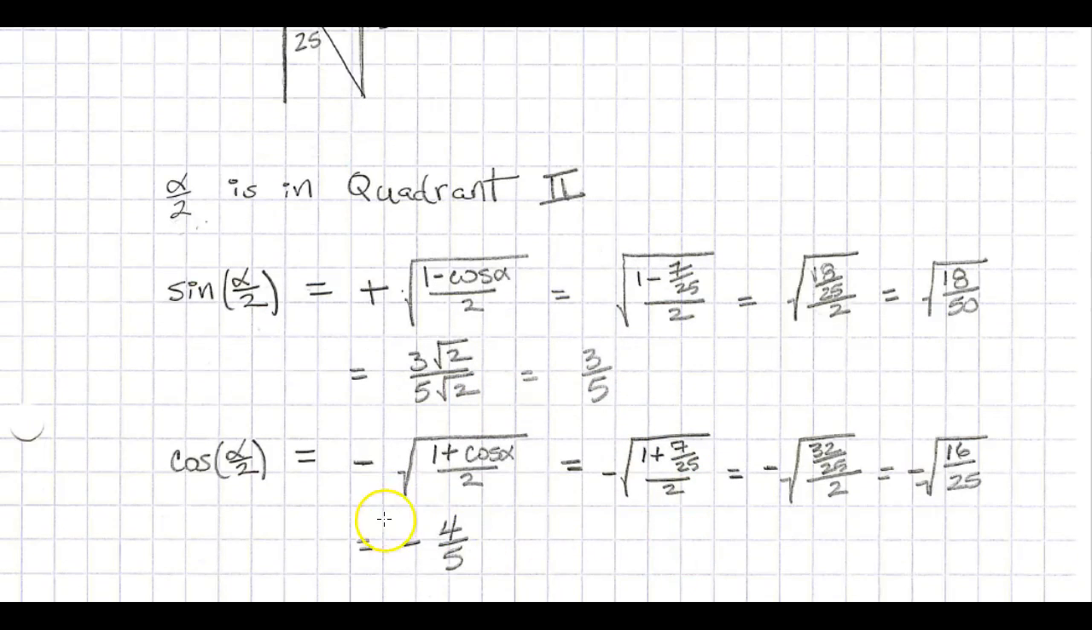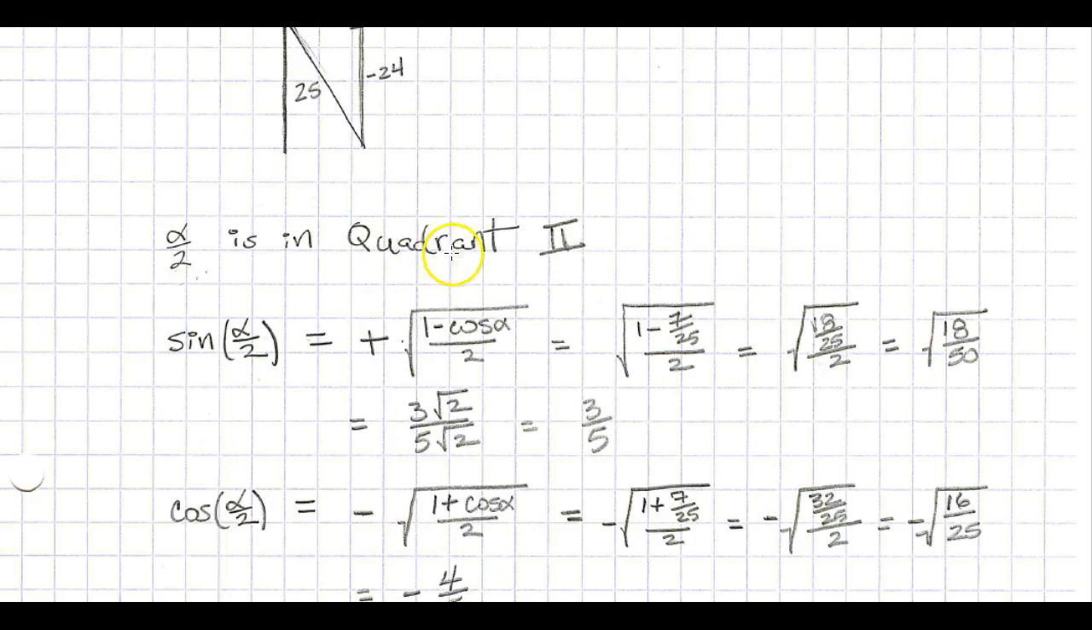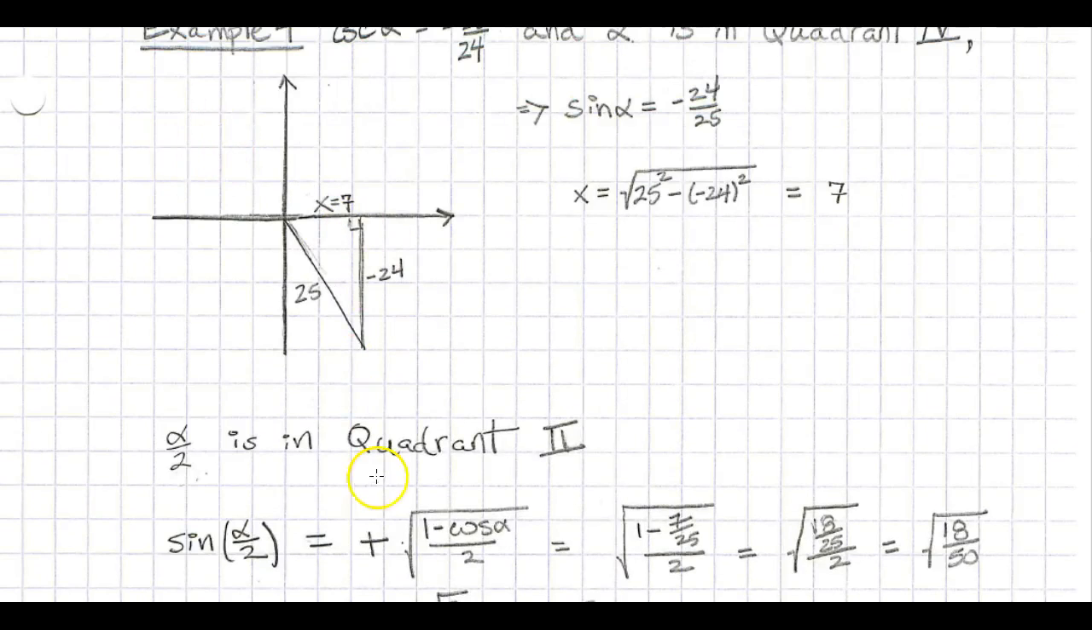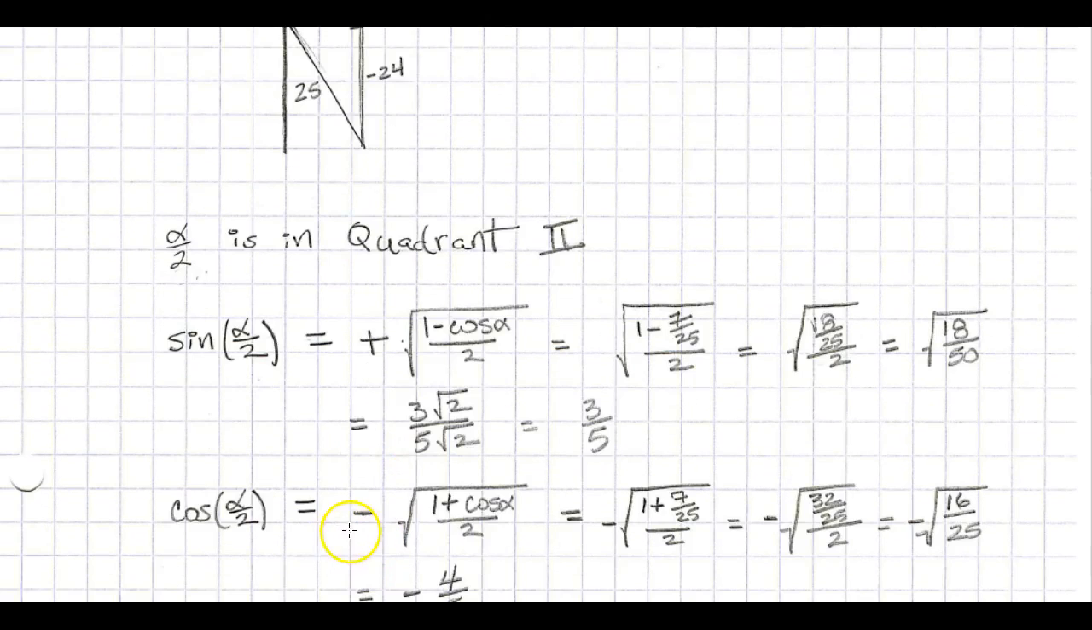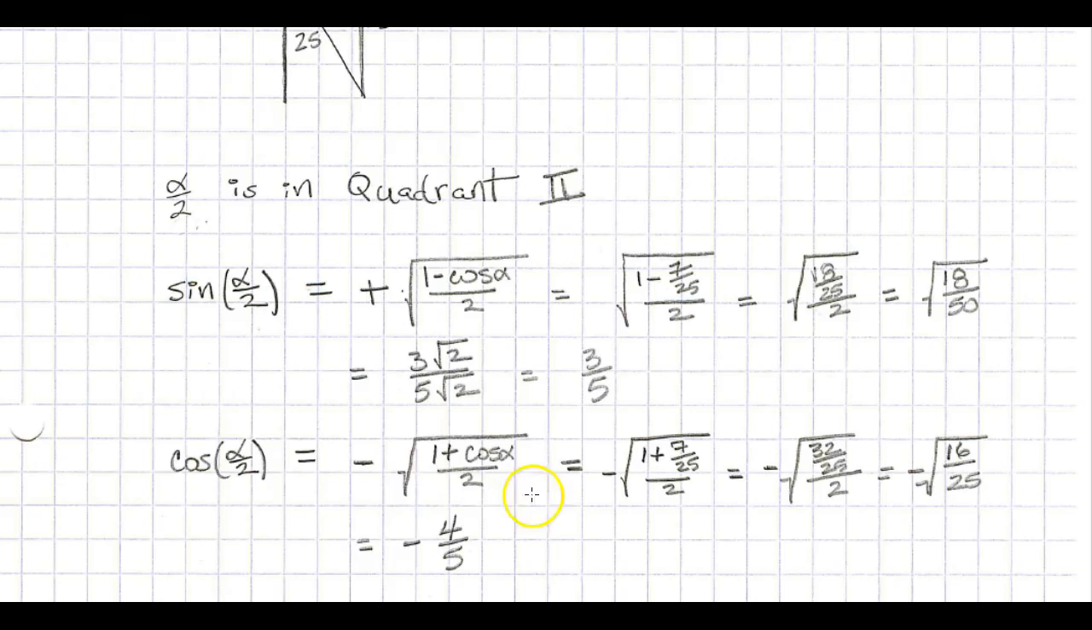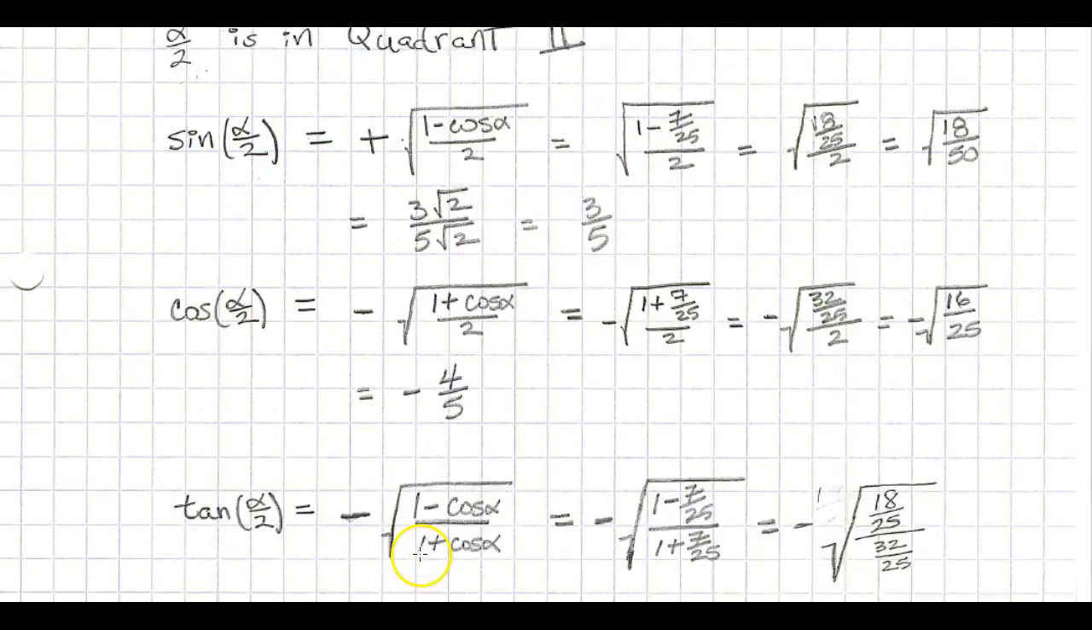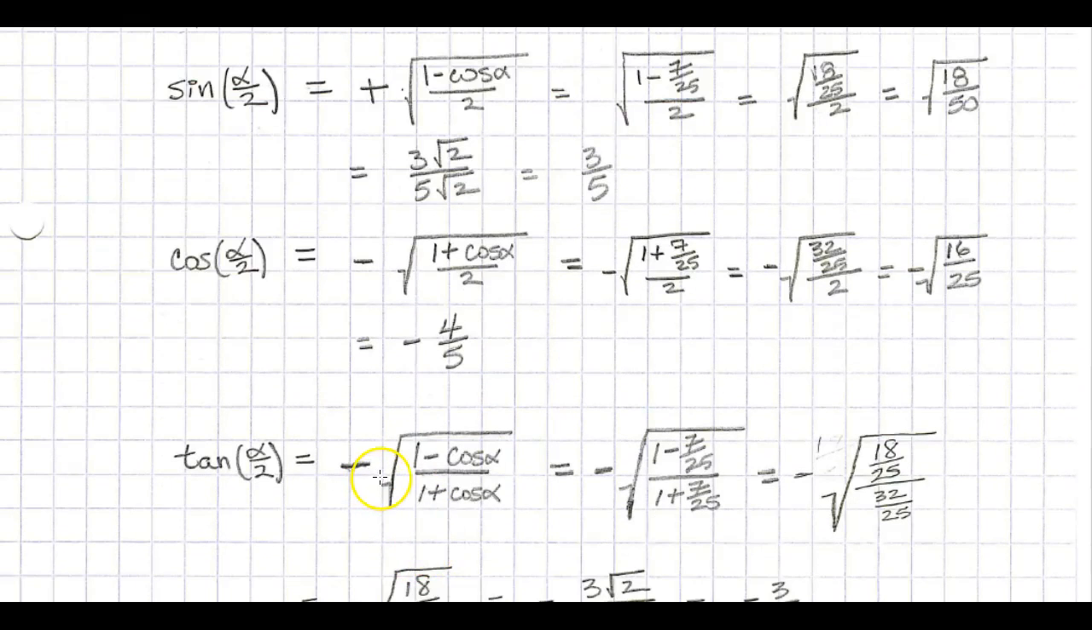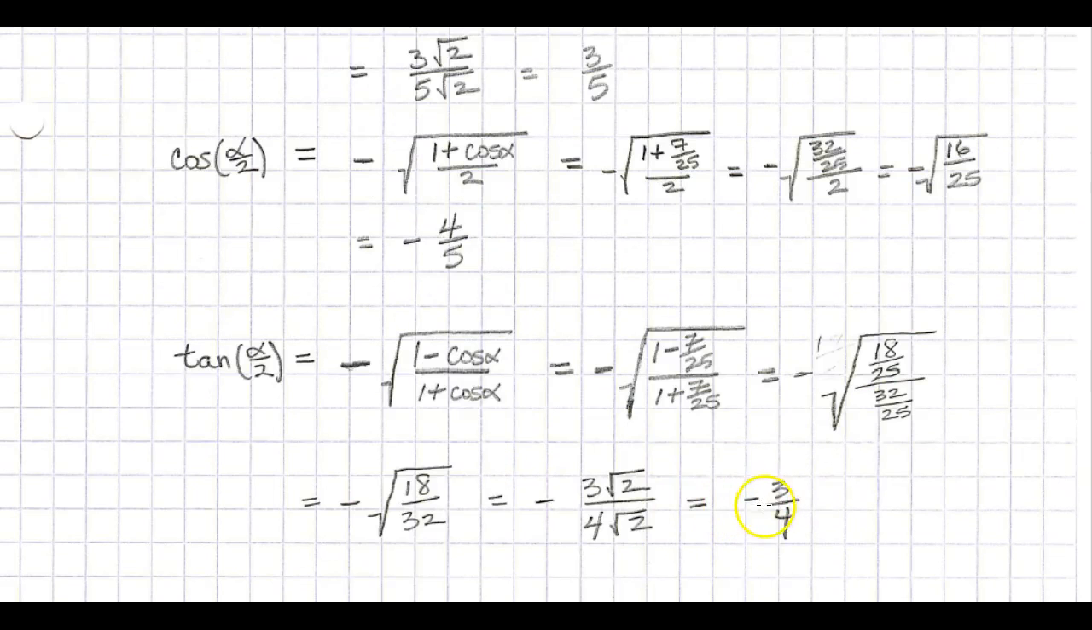And then the cosine of alpha over 2, well, in the second quadrant, cosine is negative up here. So I have to take the negative square root of 1 plus cosine of alpha over 2. So the negative square root, you work that out, you get negative 4/5. And the tangent of alpha over 2 in the second quadrant, tangent is negative, so I did negative square root of 1 minus cosine of alpha over 1 plus cosine of alpha. Work that out and you get negative 3/4.